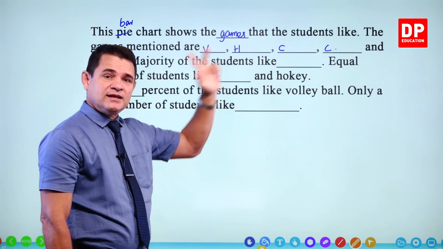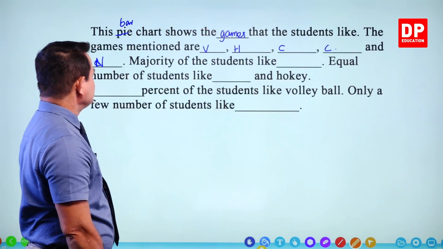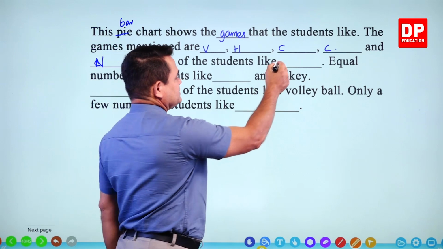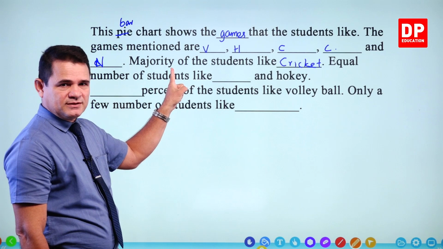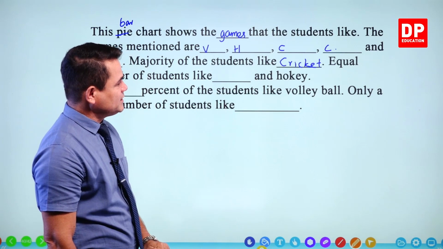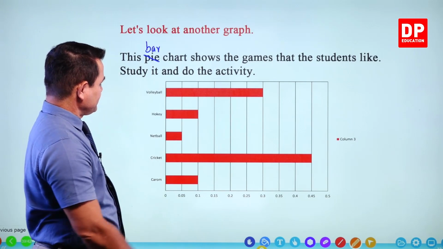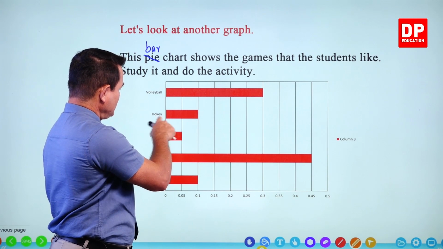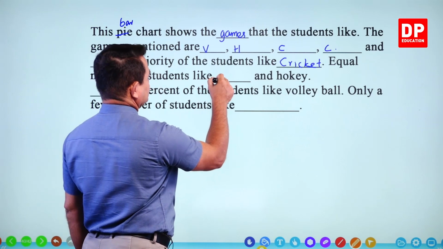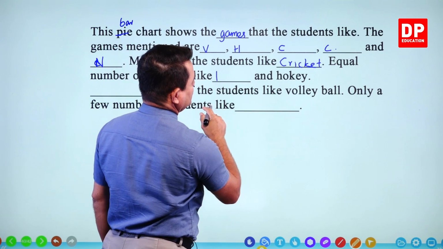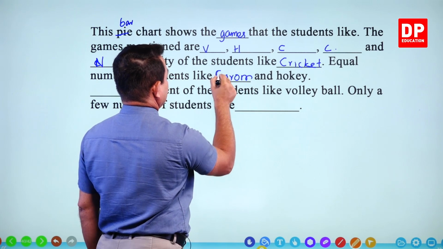Majority of the students like... බහුතරය කැමති බහුතරය බලන්න දැන්. Now what is the longest one here? That is cricket. So majority of the students like cricket. So see the use of the word majority. Just looking at the chart. Equal number of students, equal number සමාන සංඛ්‍යාවක් කැමතිලු බලමු මොනවද කියලා. Now here also same here, this and this, hockey and carom. Equal number of students like hockey and carom, or carom and hockey.